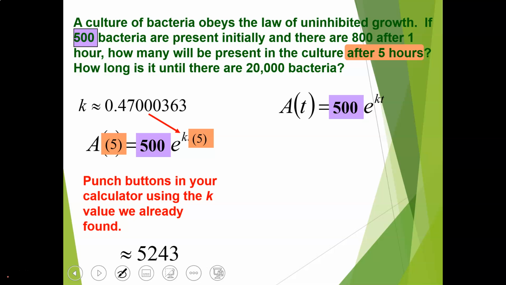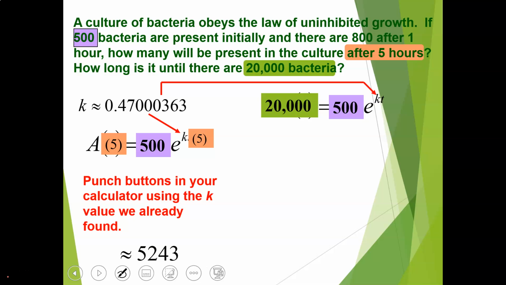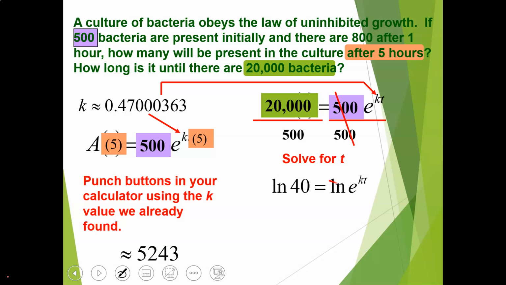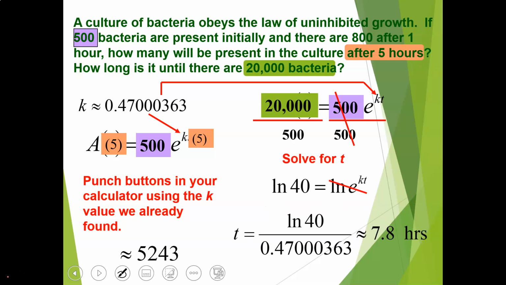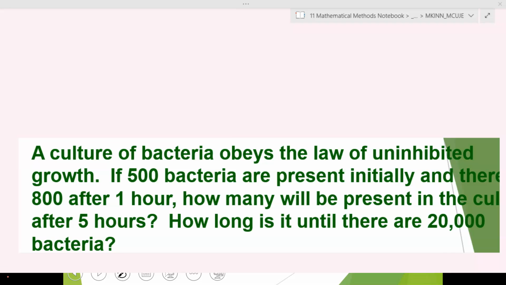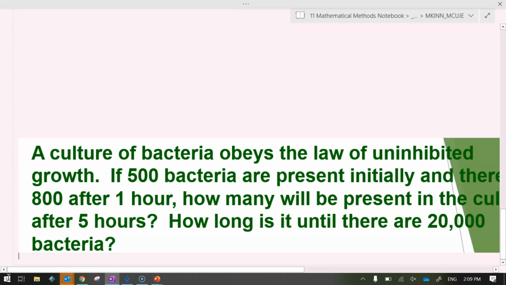How long will it be until there are 20,000 bacteria? So put 20,000 on the left-hand side, and we're going to rearrange and solve for t. About 7.8 hours. That's fairly quick growth, isn't it? Not too bad. I just want to pause for 1 second there and make note of something, because you may see this written in other ways.